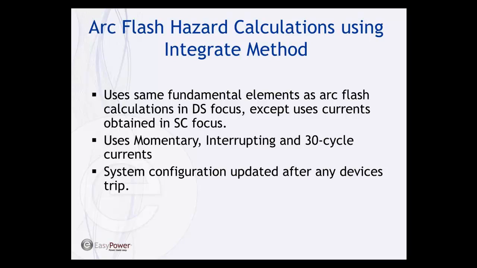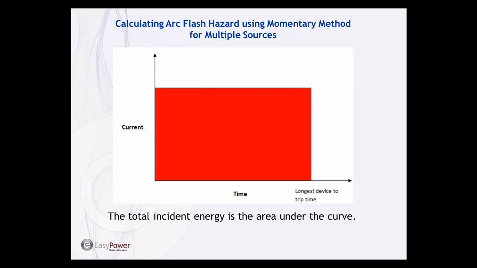But one of the main functions of the stability focus that is brought into the integrated method is if you do have a device trip and you still have other sources, the system gets reconfigured and recalculated, and the short circuit currents get updated to meet the system configuration at that time. So if we go here, this is just a quick little visual.